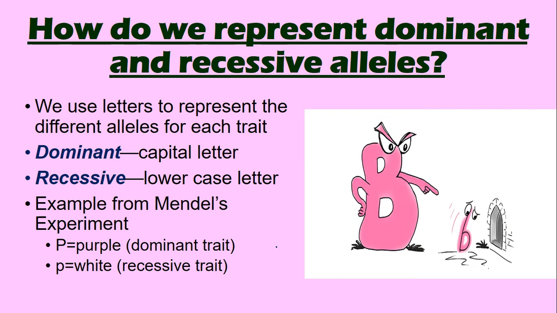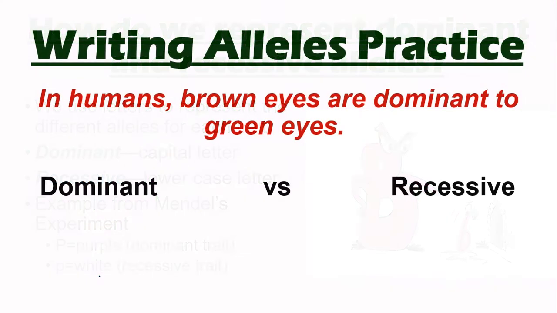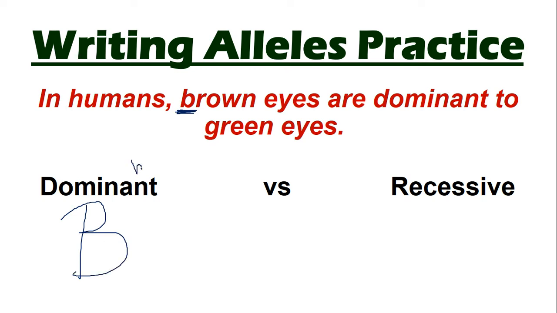Going back to Mendel's experiment, remember the purple and white flowers? Purple was dominant over white. A capital P would be purple, and a lowercase p will represent white. So let's try this out real quick. In humans, brown eyes are dominant to green eyes. So we're looking at what the letter would be for dominant and what it would be for recessive. Here's the thing: you always use the first letter of the dominant trait. The dominant trait here is brown, so we're going to use the letter B. Brown is dominant to green, so the dominant one will be capital B, and that would be brown.